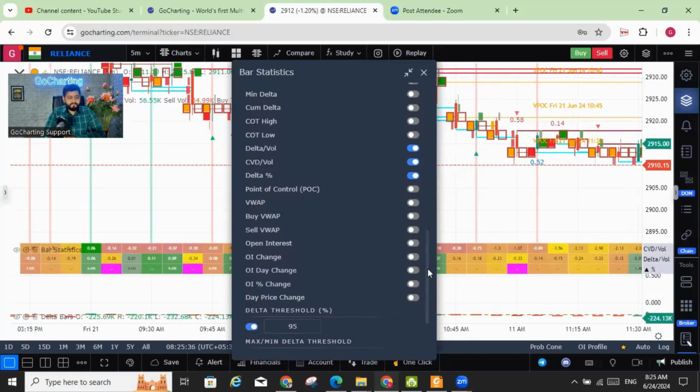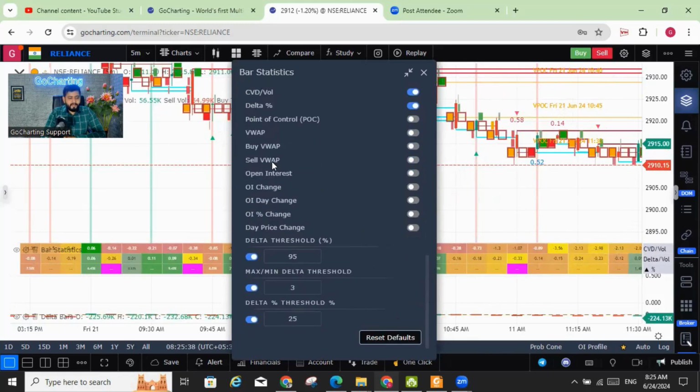Then we have open interest, OI change, OI day change, and OI percentage change. These are very straightforward options. Open interest, you guys know. OI change is change in OI candle by candle. So what is the change in OI after each candle? That will be shown in OI change. And what is OI day change?